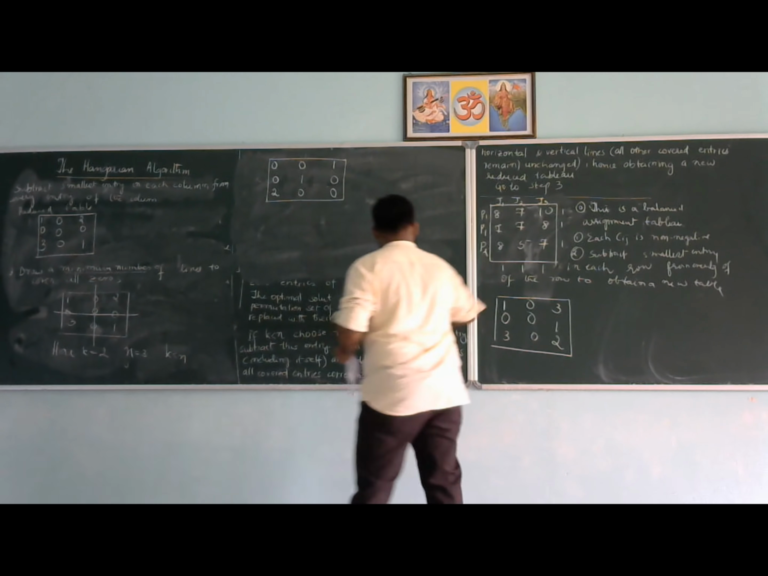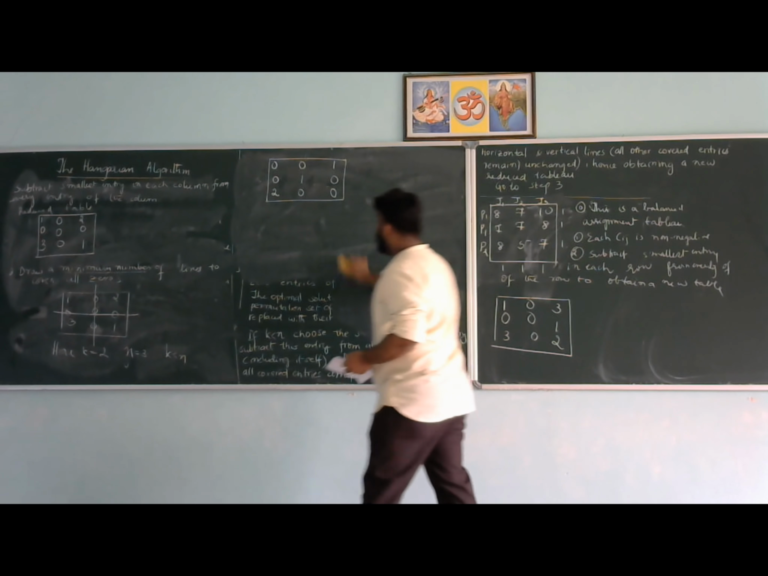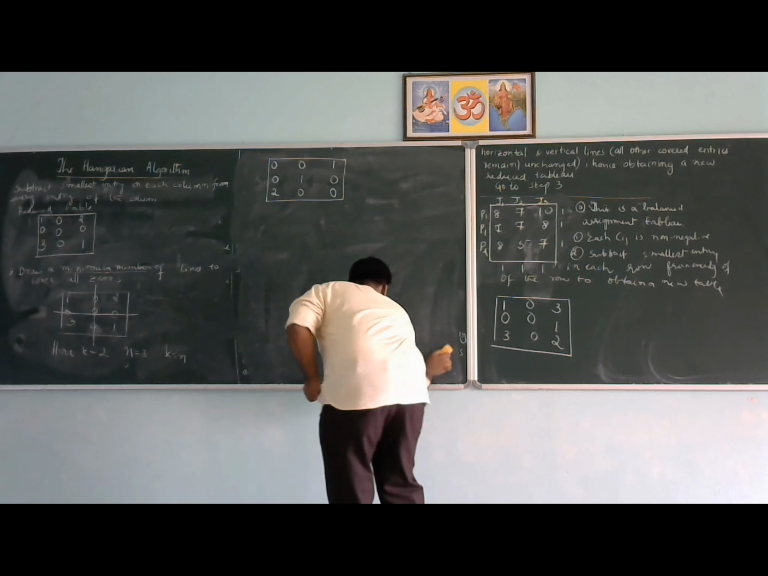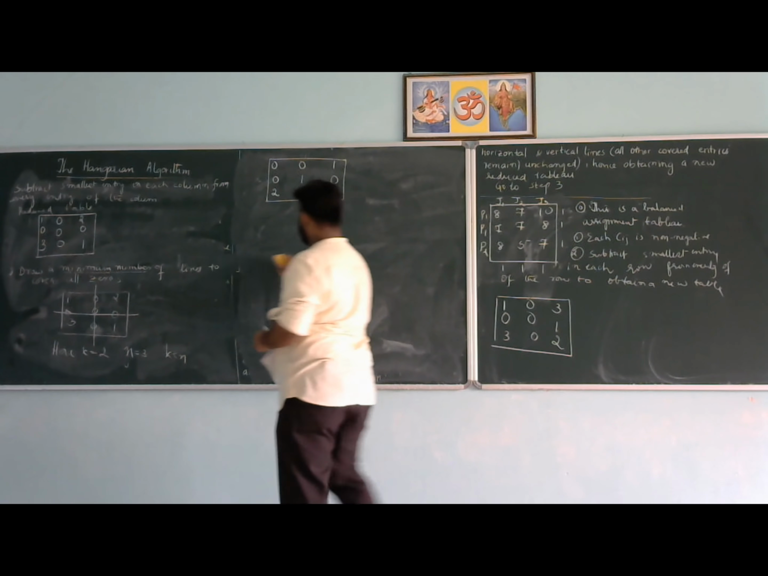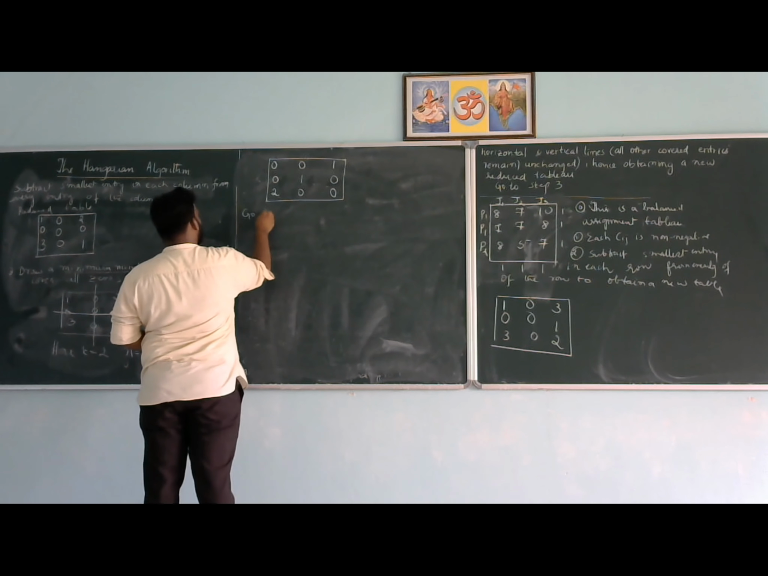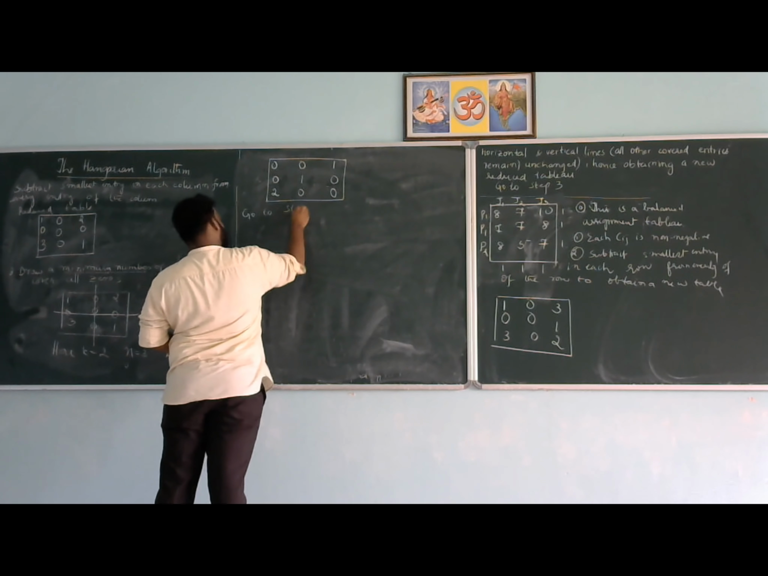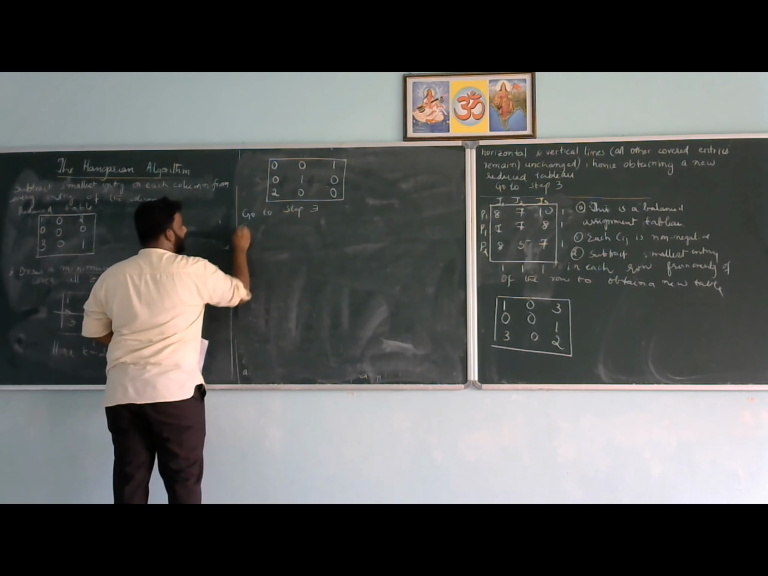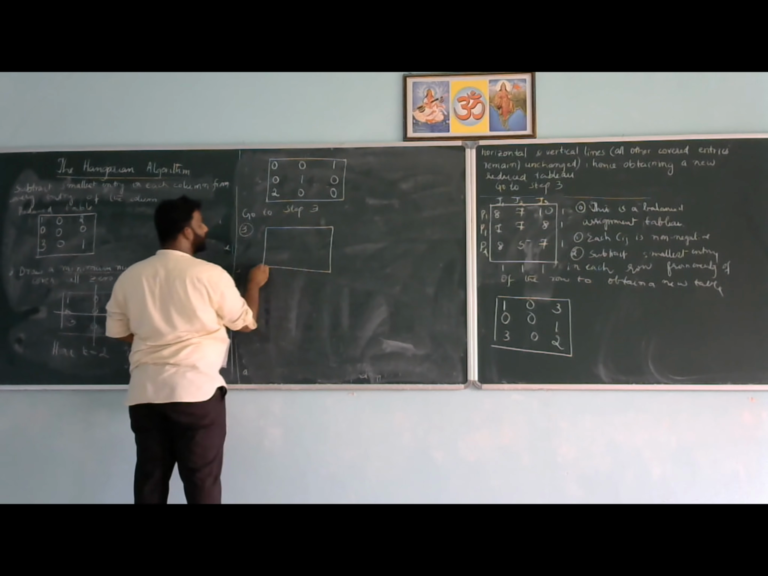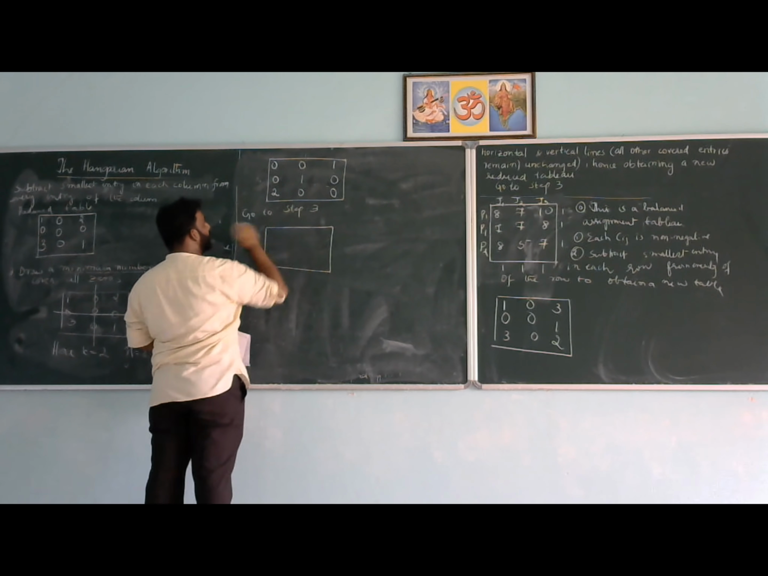Step 3 ಏನು ಹೇಳ್ತದೆ? You have to draw the minimum number of lines to cover all the 0 entries. Go to step 3. Step 3 ಏನು ಹೇಳ್ತಾರೆ? Draw the minimum number of lines to cover all the zeros. ಈಗ number of zeros ಜಾಸ್ತಿ ಆಗಿದೆ.